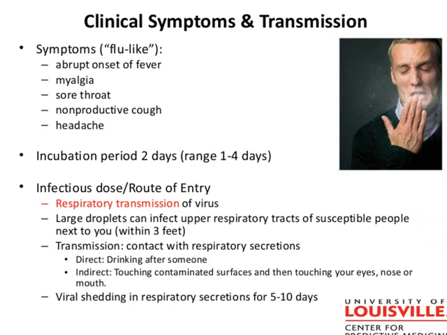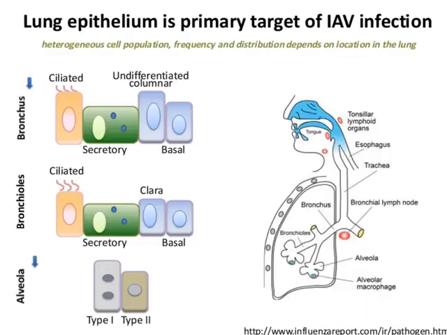So most of us know the symptoms of influenza all too well. This includes fever, sore throat, body aches, and cough. The symptoms show up 1 to 4 days after you're exposed to the virus, and this virus can be transmitted either by the respiratory route, so drinking directly from someone, or indirectly touching contaminated surfaces and then touching your eyes, nose, and mouth. So how does the virus infect and cause disease?